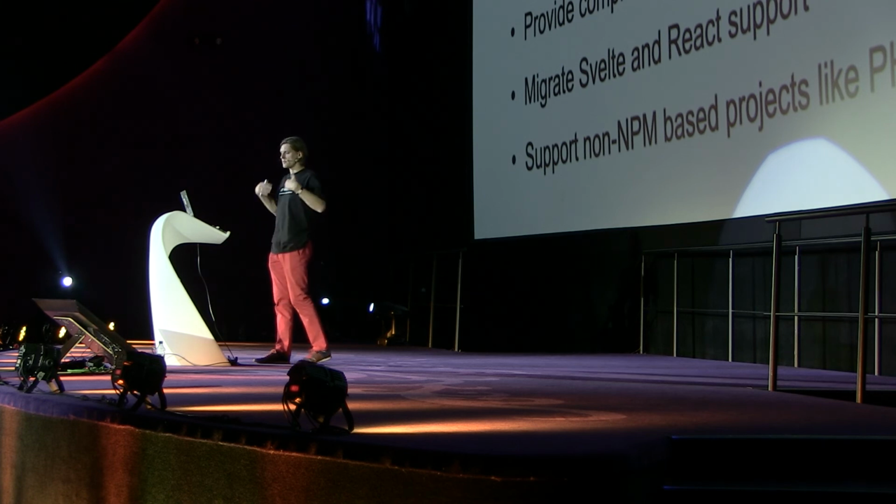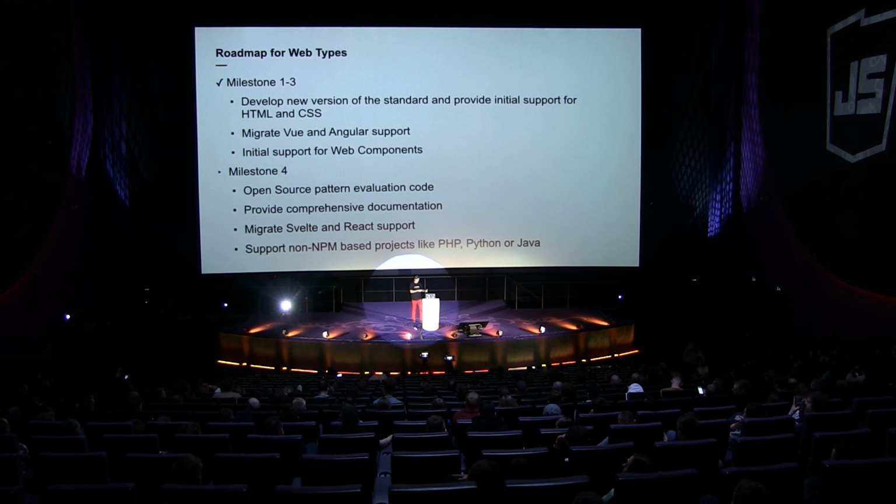And as a further milestone, we want to open source the pattern evaluation code, which is the main thing allowing us to actually do things like support Vue or Angular through web types. And it is actually open source already, but it's open source in Kotlin, so probably not really useful for JavaScript builds or somewhere else. So we're going to translate it to TypeScript most likely and open source it.